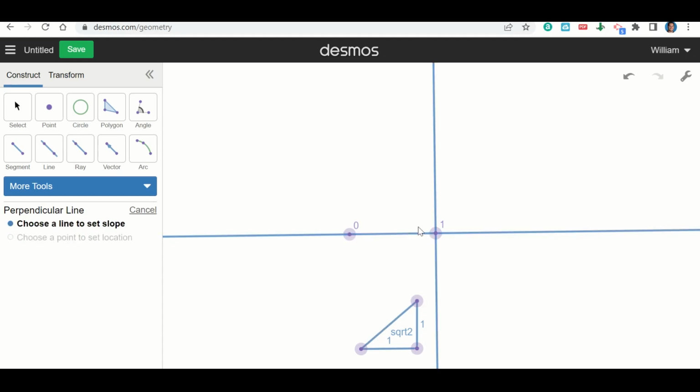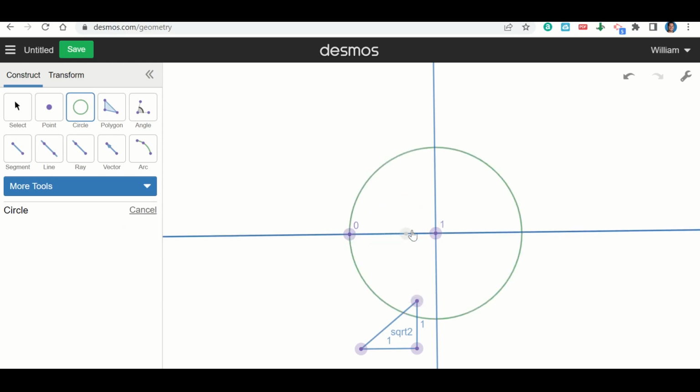So we know that this length is 1. If I can make this length 1 also, then the distance from here to here should be square root of 2. So let's go ahead and do that. I'm going to use the circle tool. And if I go from this point out to this point, that means that the radius from here to here is 1. And it's also from here to here is 1.